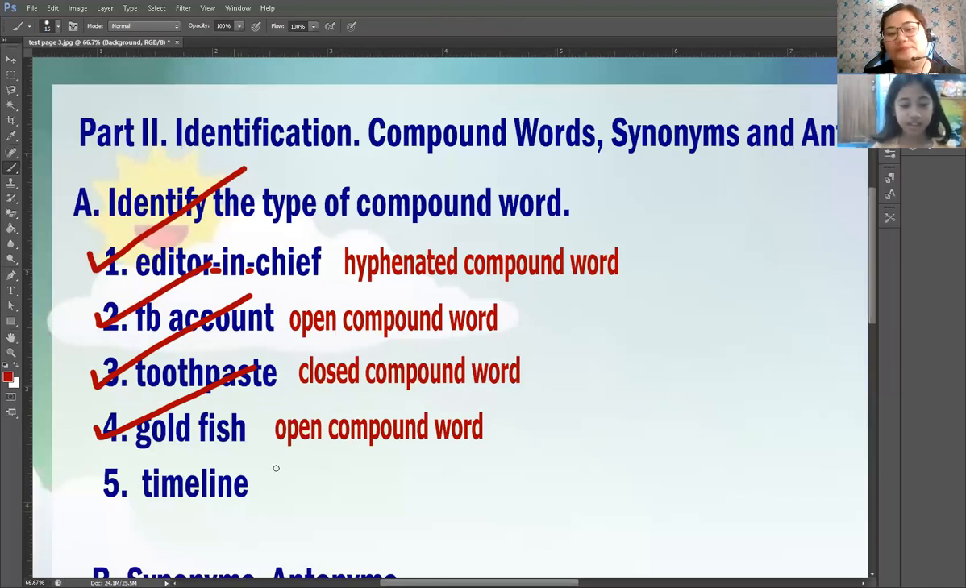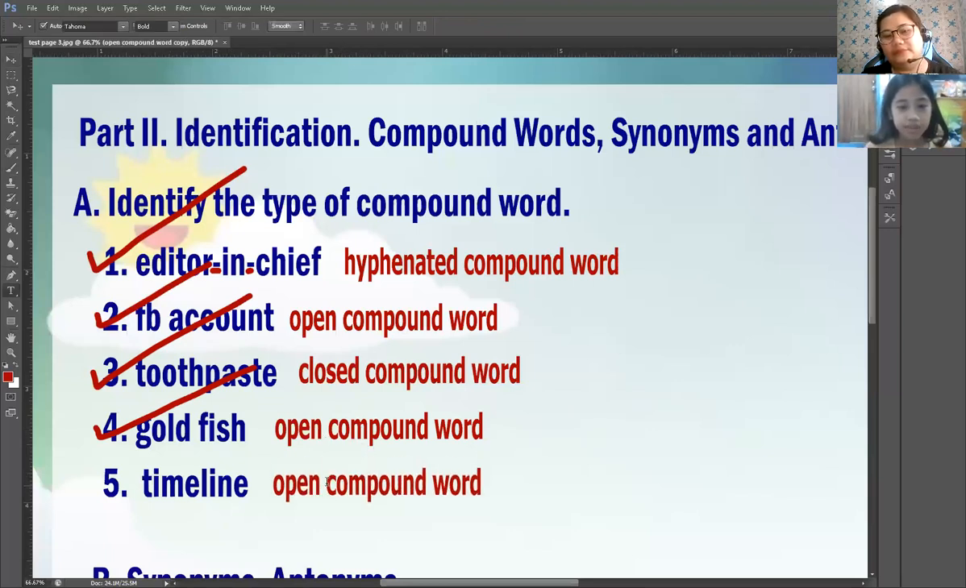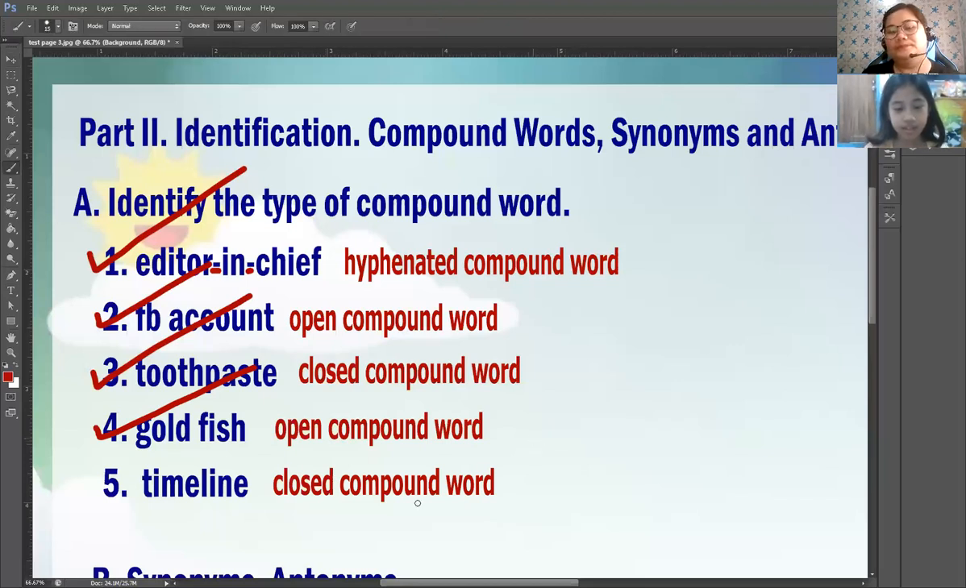Number five is a closed compound word. Very good. Wow. Now, why closed compound word? Because it is two words that are fused together, and then they make a new word with a completely new meaning. Wow, very good. Can you tell me what words make up timeline? The time and the line. Very good. That's right. Perfect.